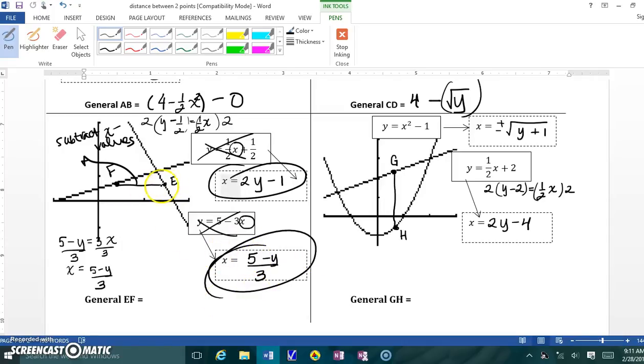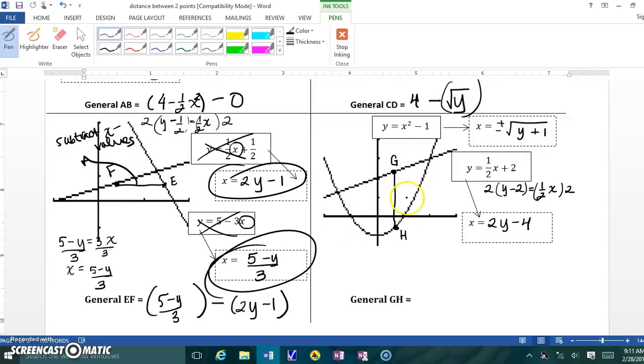So to go from E to F, I'm going to take the x value that represents E, and that would be 5 minus y over 3. And I'm going to subtract the x value that represents x. That would be with this function, but I already solved for x, so it'd be 2y minus 1.